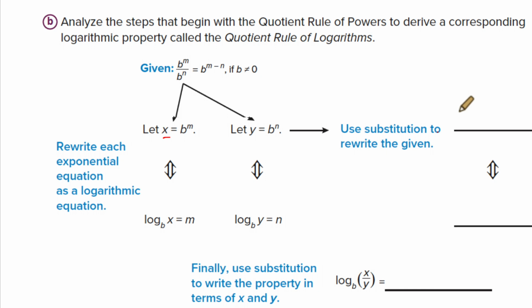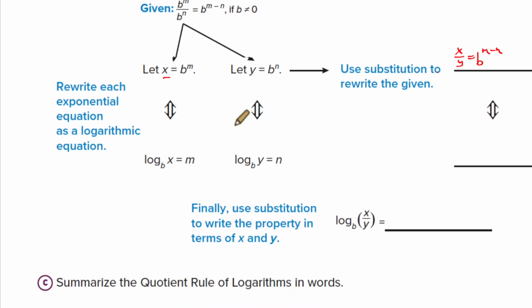And so we're going to let x equal b to the m and y equal b to the n. That means that if I use substitution here, x divided by y, I'm just going to substitute, right? Because I'm calling this x and I'm calling this y. That will equal b to the m minus n. Fantastic. Now, rewriting them as logs right here. The base is b and the exponent's m. So log base b of x equals m. Okay, that's just writing it in logarithmic form.